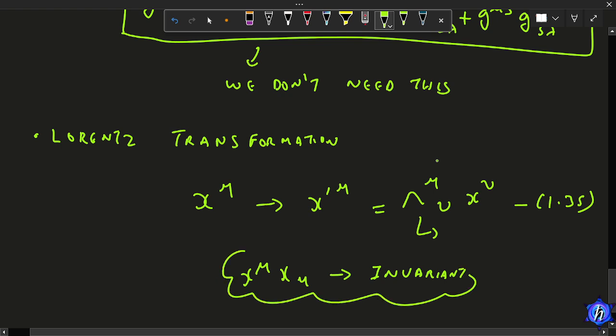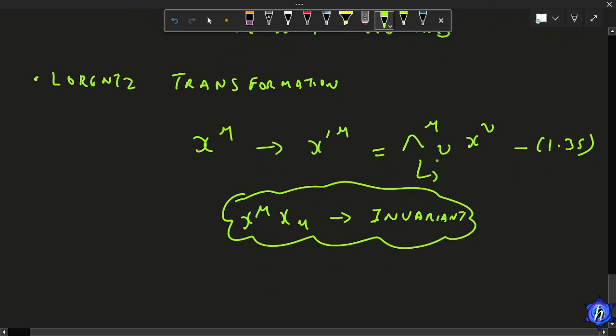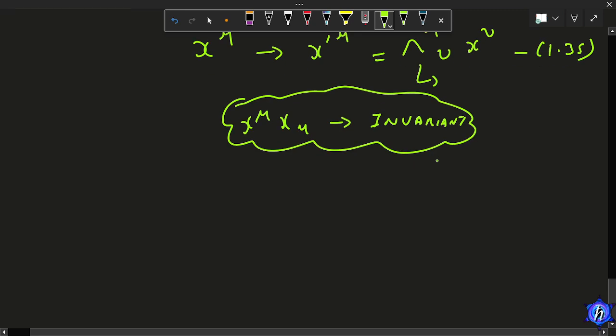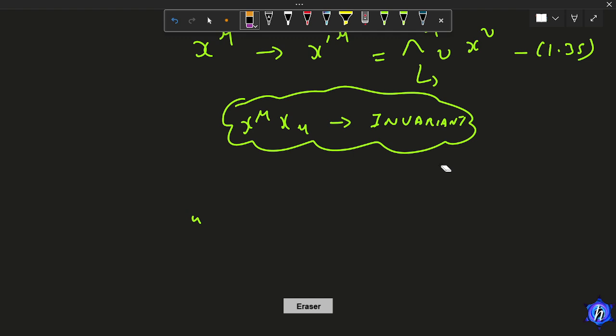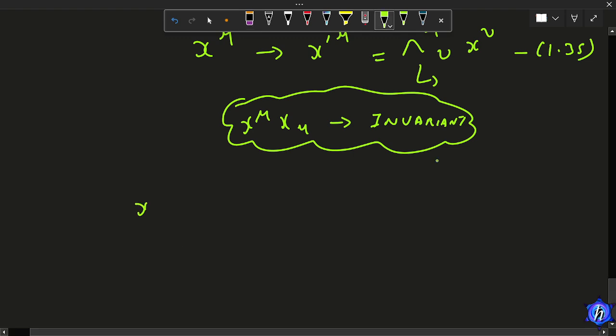If you don't, it's fine, because let me write it down more mathematically so you might understand what I'm saying. My handwriting is getting worse and worse, I'm really sorry about this. So we have x dash mu.